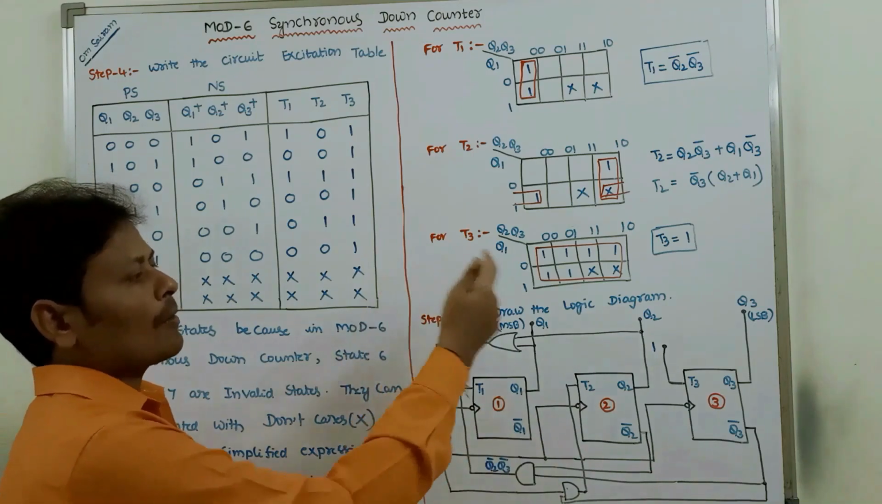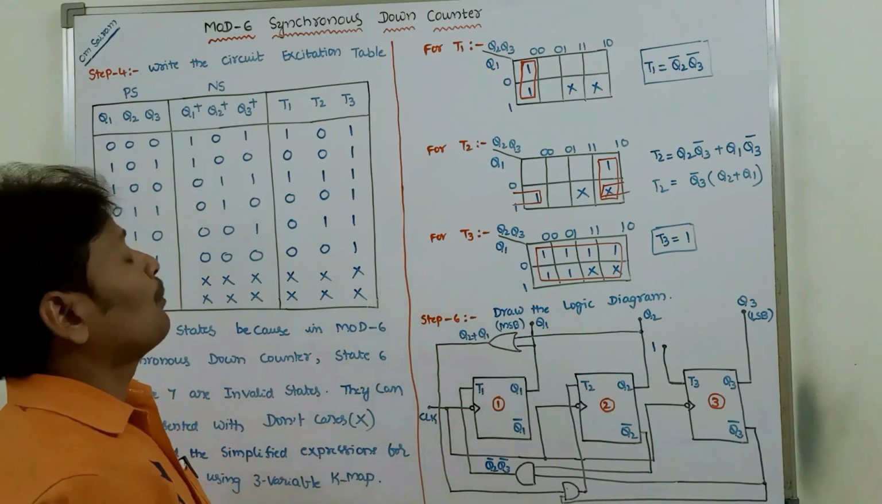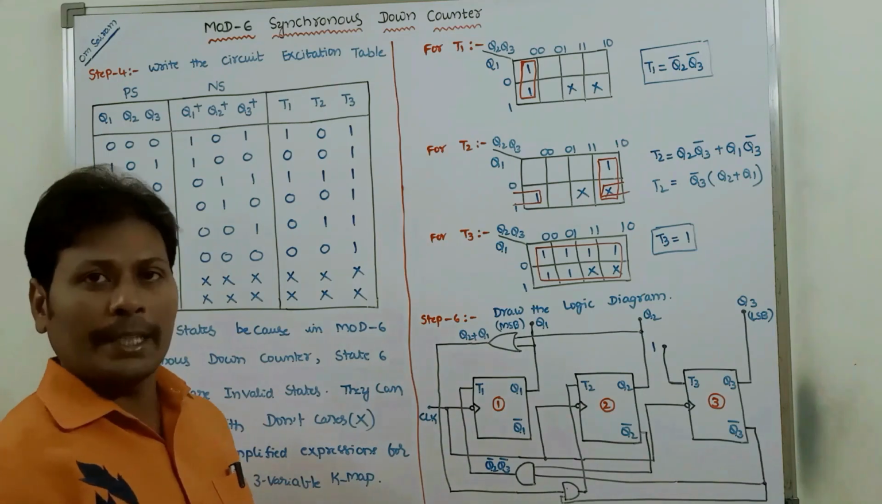So this is the logic diagram for mod 6 synchronous down counter.